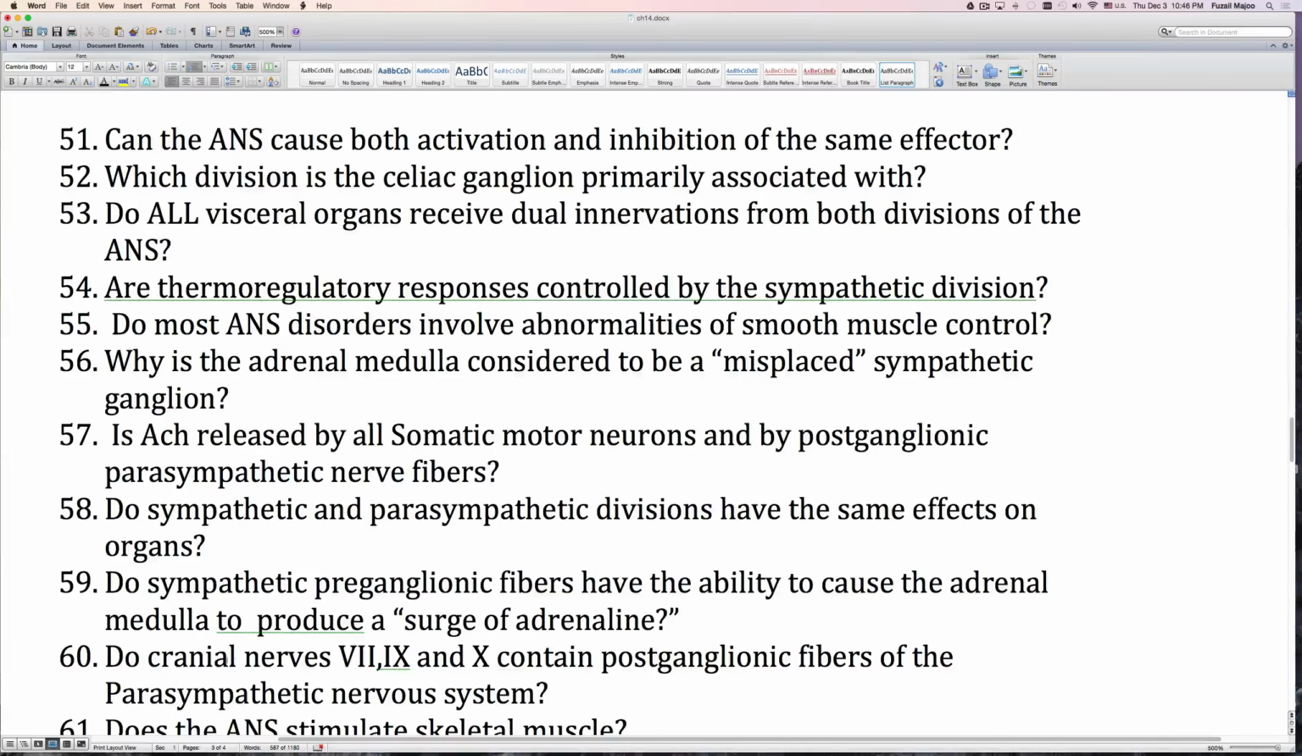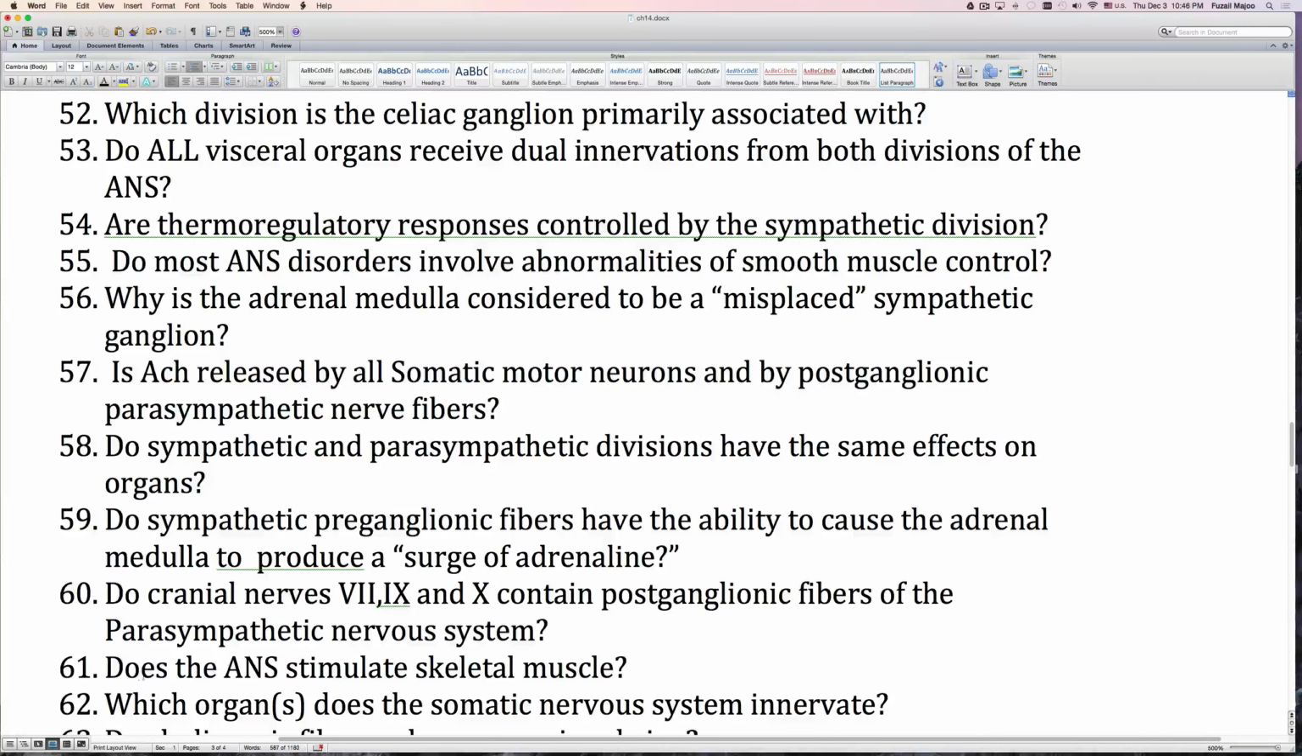Number 60. Do cranial nerves 7, 9, and 10 contain postganglionic fibers of the parasympathetic nervous system? Number 61. Does the autonomic nervous system stimulate skeletal muscle?